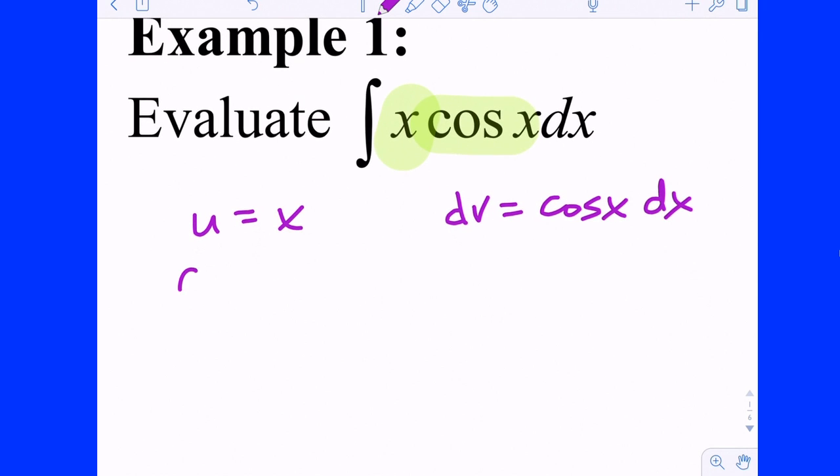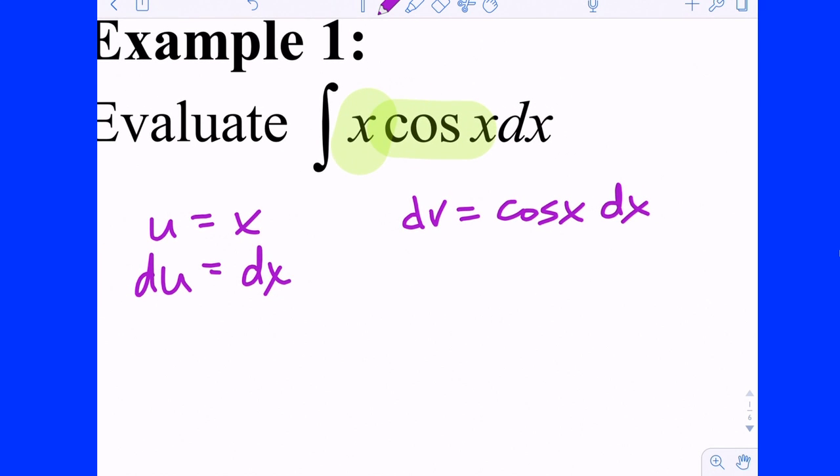Okay, what would be the derivative of u? Well, it would be dx, right? We're taking the derivative in differential form. What would be the antiderivative of dv? That would be v. And what's the antiderivative of cosine? Sine. Plus c. Yeah, we'll throw the plus c on there later.